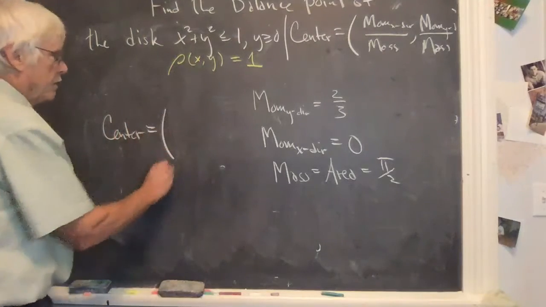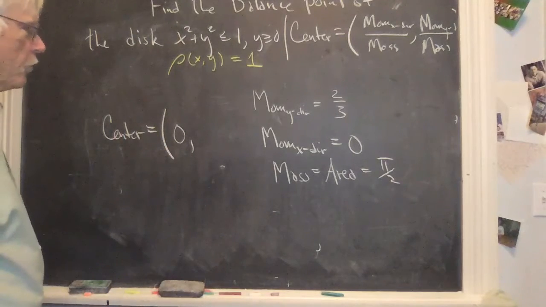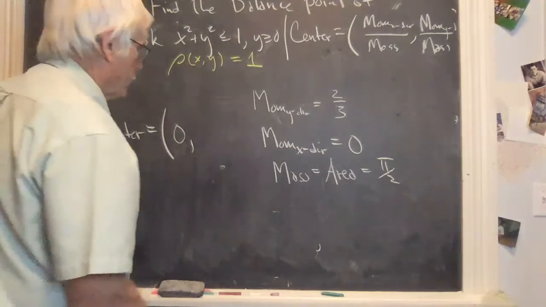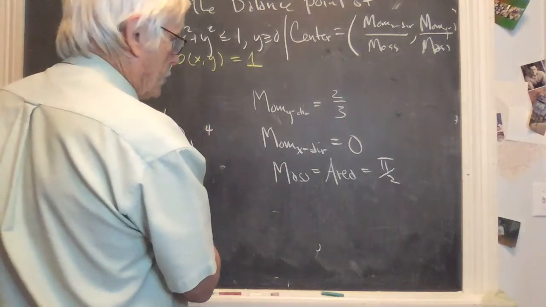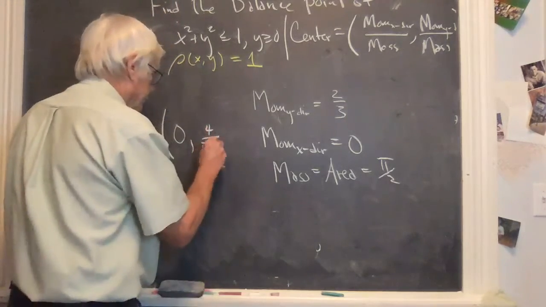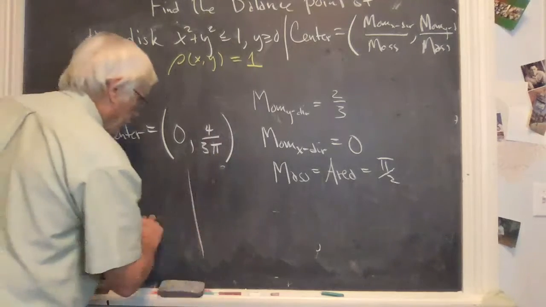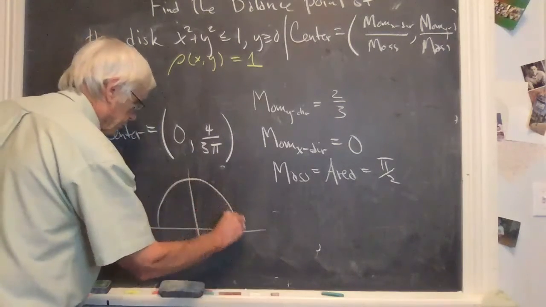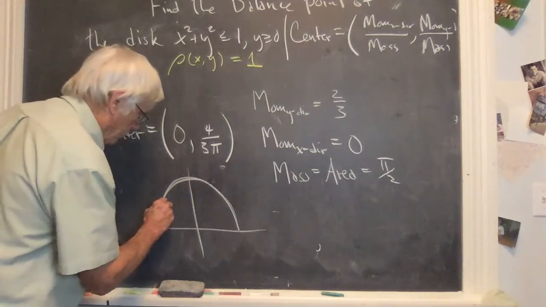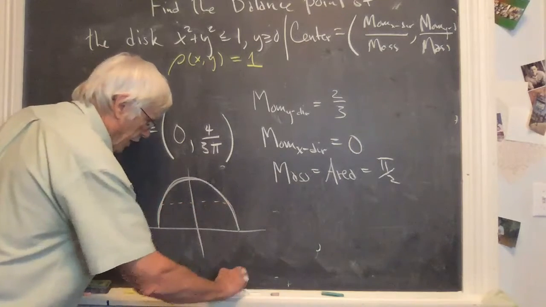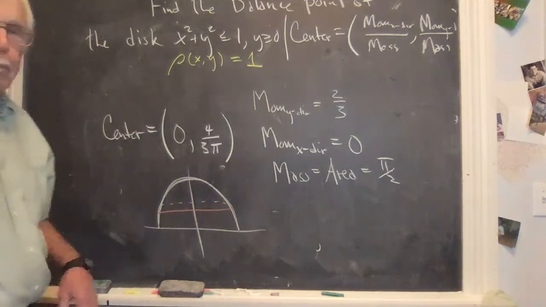The center: moment in the x direction over the measure, so we get 0. Moment in the y direction over the measure, 4 over 3 pi. And we might check to see if this makes sense. 4 over 3 pi is a little less than half. If you went up half, this is a little less than half. It would be the balance point. Yeah, could be.